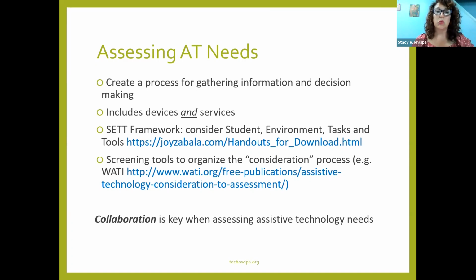There's another set of screening tools called the WATI, W-A-T-I, and that comes out of Wisconsin. Again, it's a free publication on assistive technology consideration, and they also have different tools on how to organize this process. If you are going through this right now, I highly recommend that you download both of these assessment tools. Again, there's no cost, but it may help to organize your thoughts. I like the SETT framework because it is so structured, and I find it very helpful. And it should be done as a team. It's definitely not something that should fall on the shoulders of one individual or you as the parent.